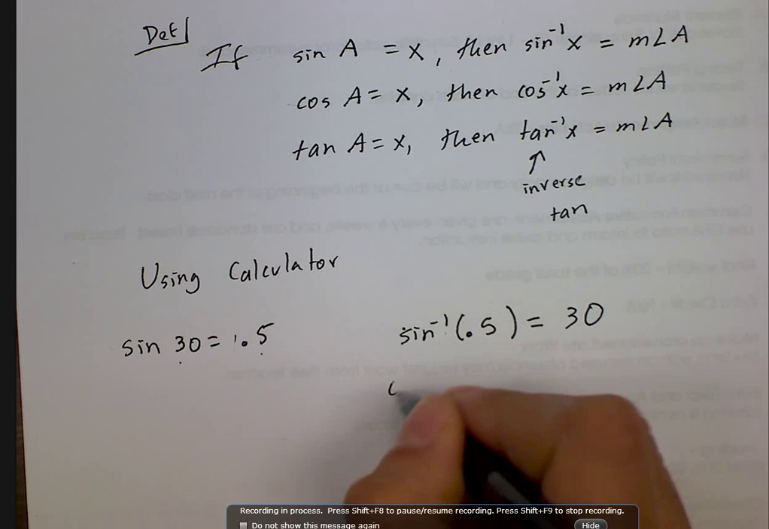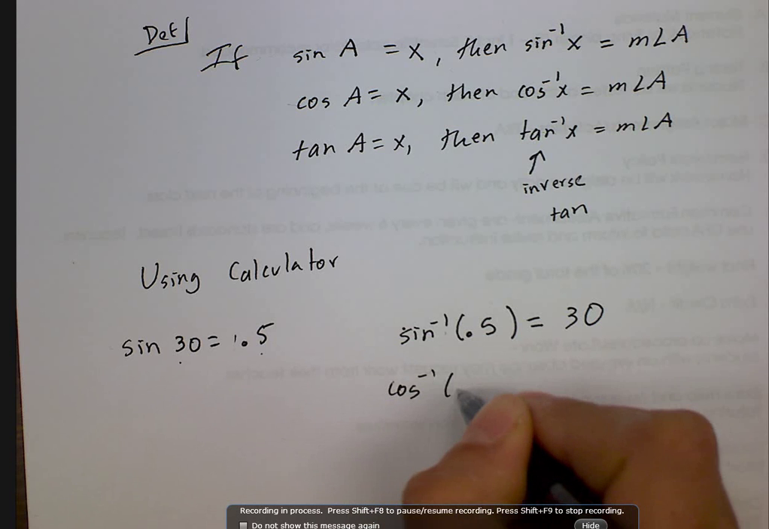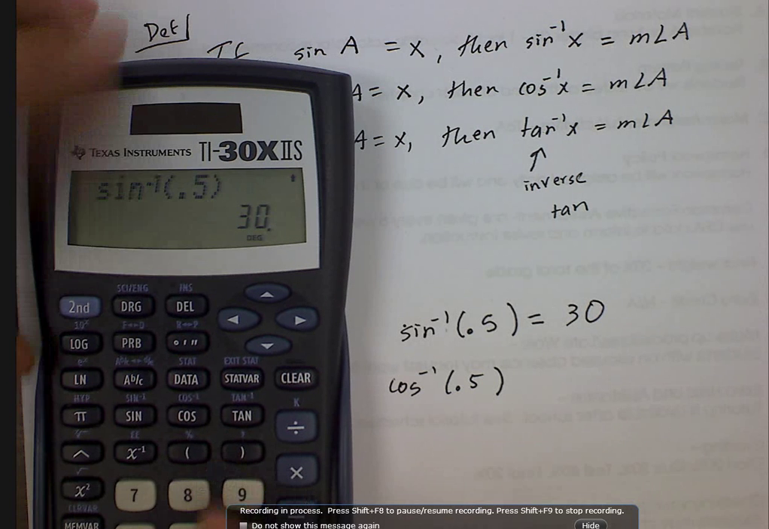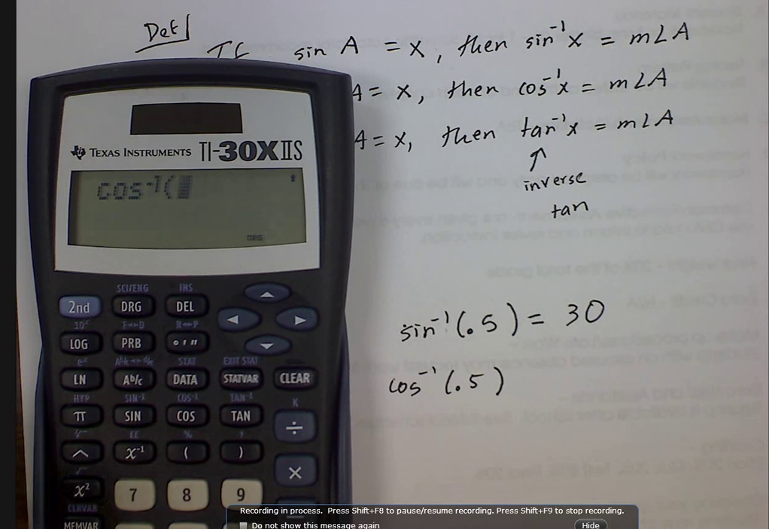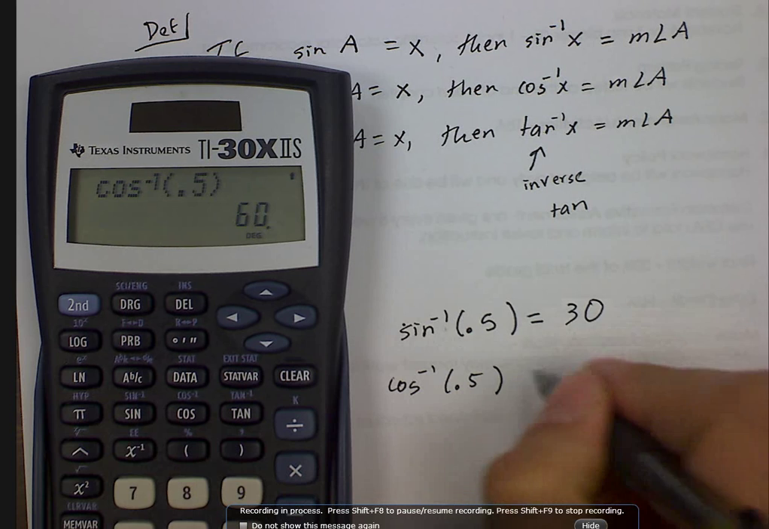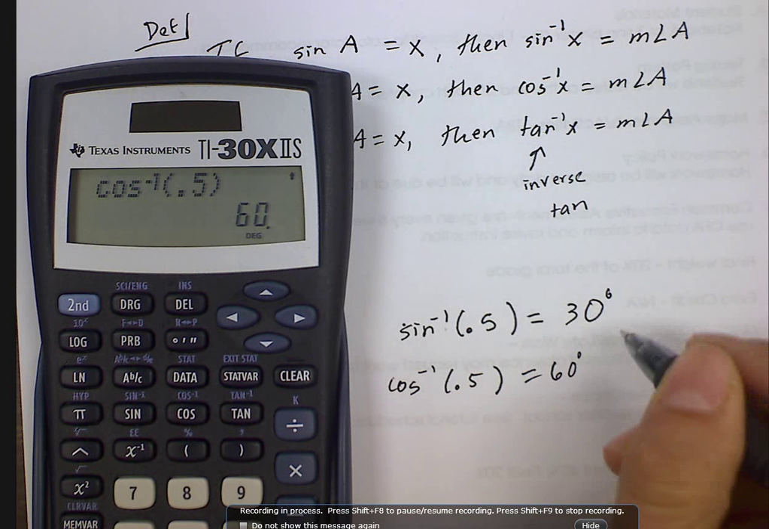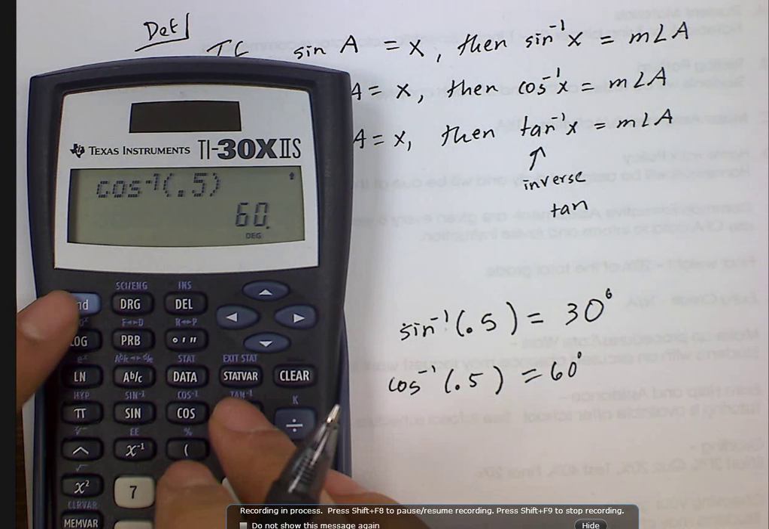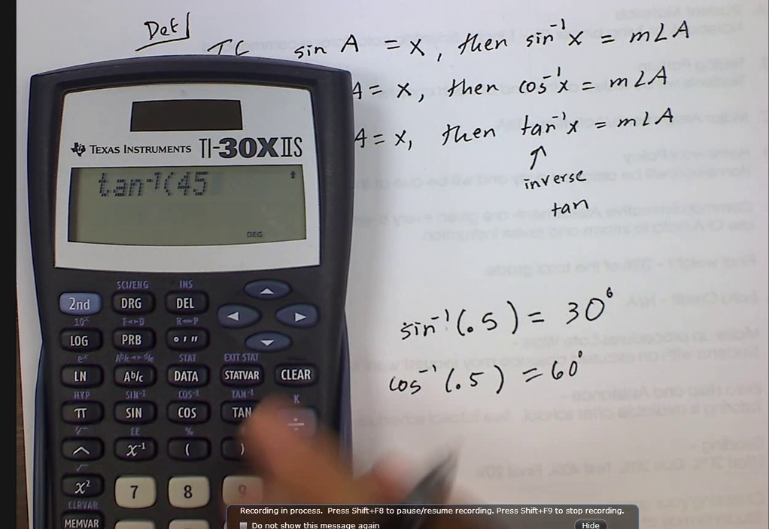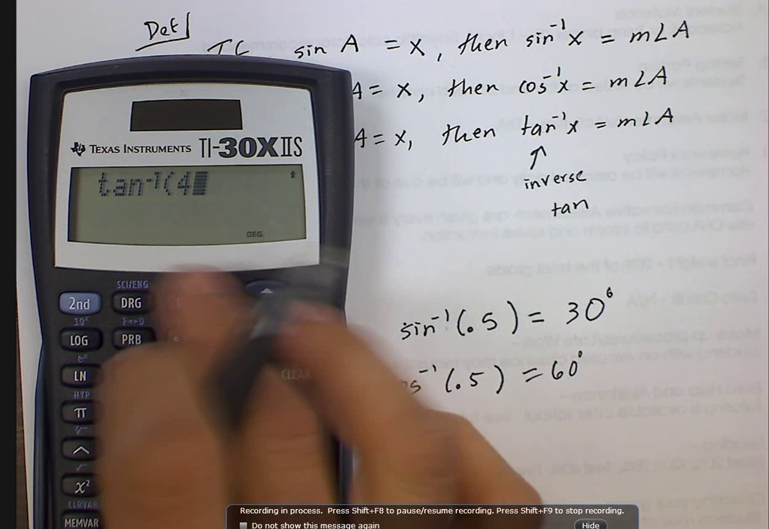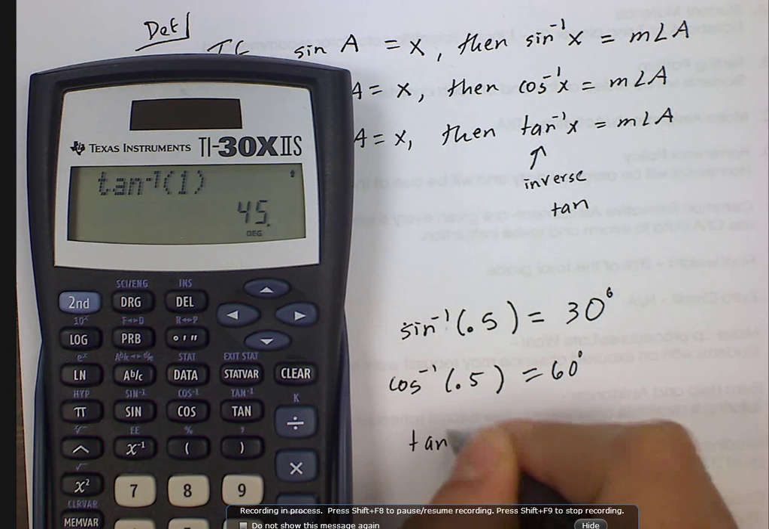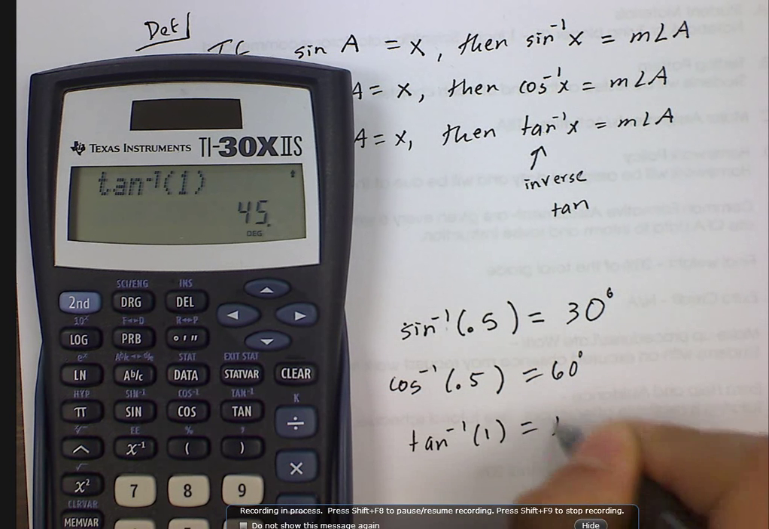Okay, so let's do a few more. So let's do cosine of 0.5. I think that should be 60. So let's see, cosine inverse of 0.5. That is indeed 60 degrees. Okay, now let's do second tangent of 1. Let's clear this one, and that should give you 45 degrees.